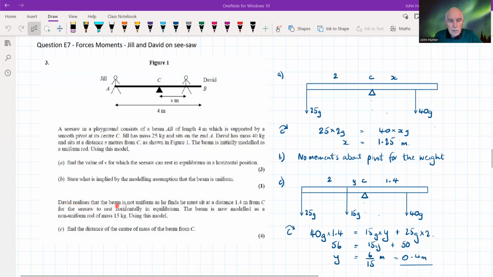David realizes that the beam is not uniform after all, as he finds he must sit at a distance 1.4 from C for the seesaw to rest horizontally in equilibrium. The beam is now modelled as a non-uniform rod of mass 15 kilograms. Right, now we need to know what the mass is. Using this model, find the distance of the centre of mass of the beam from C.